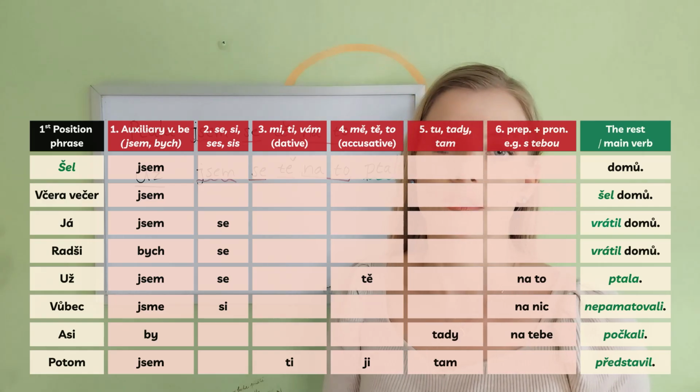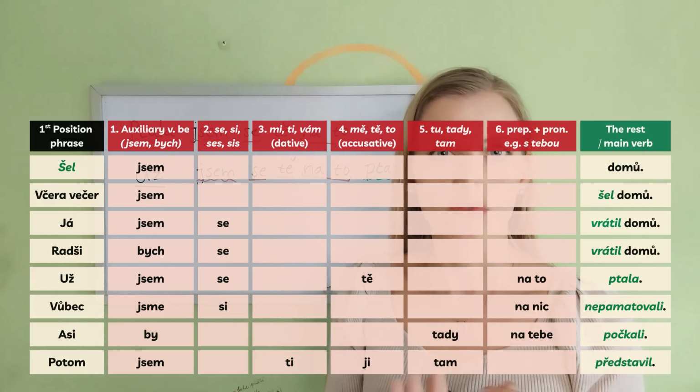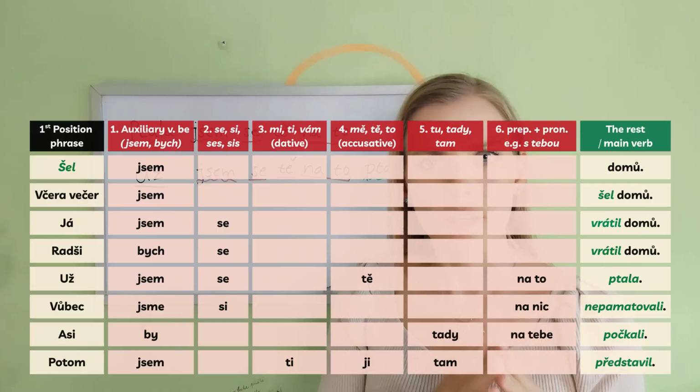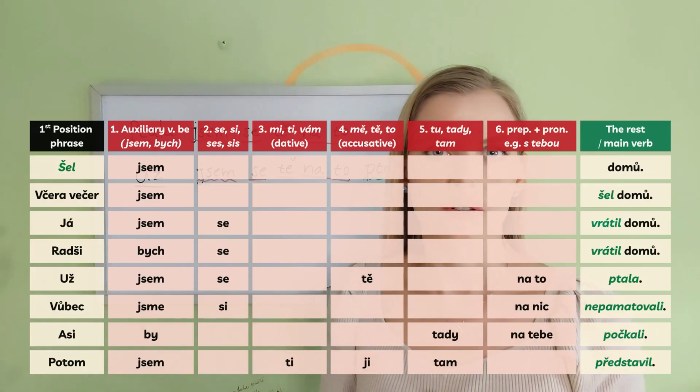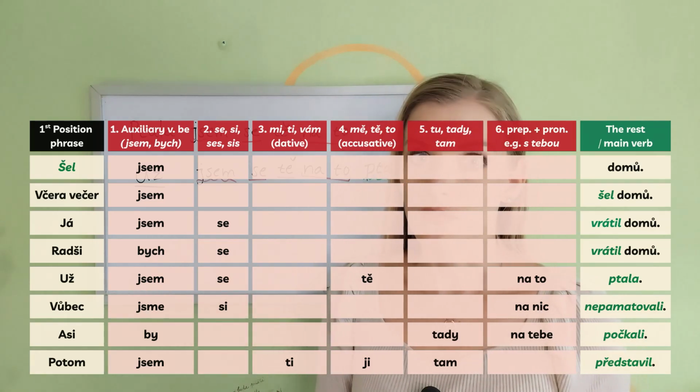Then we have the auxiliary verb to be. Jsem, for example, for past tense, or bych, bychom, for conditional clause. Then se and si, or ses and sis. Then we have these short pronouns. Usually this would be the dative case.